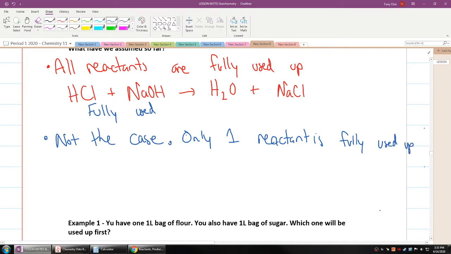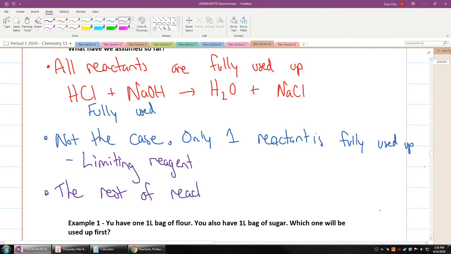So because of that, we end up having something called a limiting reagent. It's the one that gets fully used up. We call this a limiting reagent. Well, the rest of the reactants remain, and we call these excess reagent.